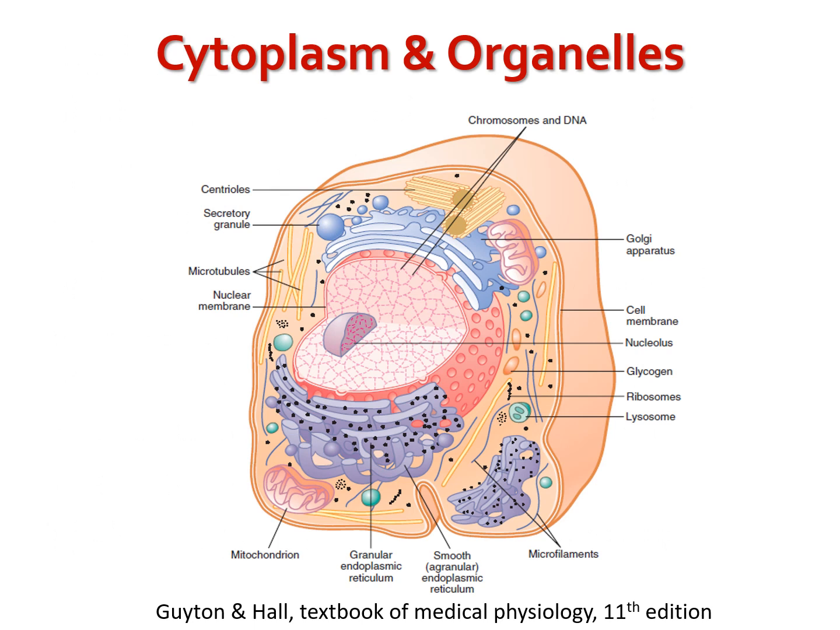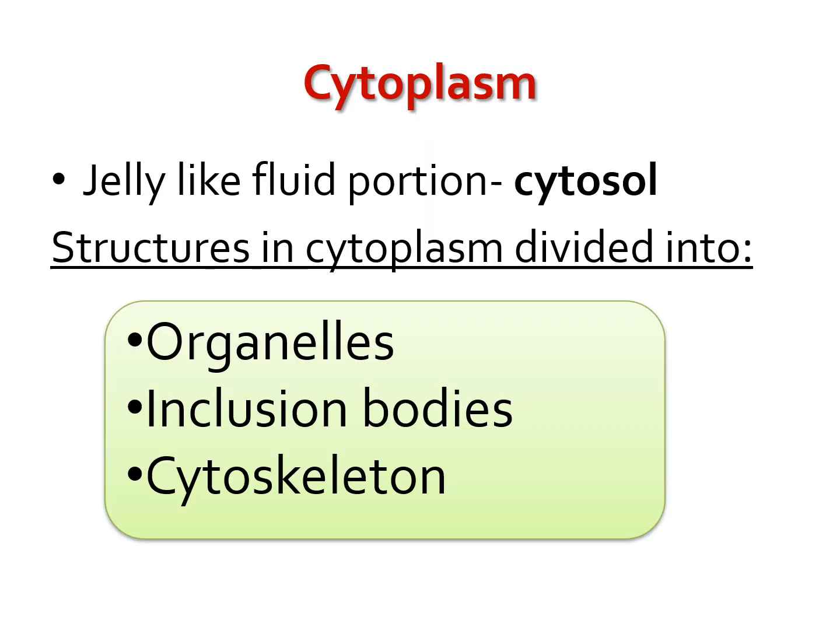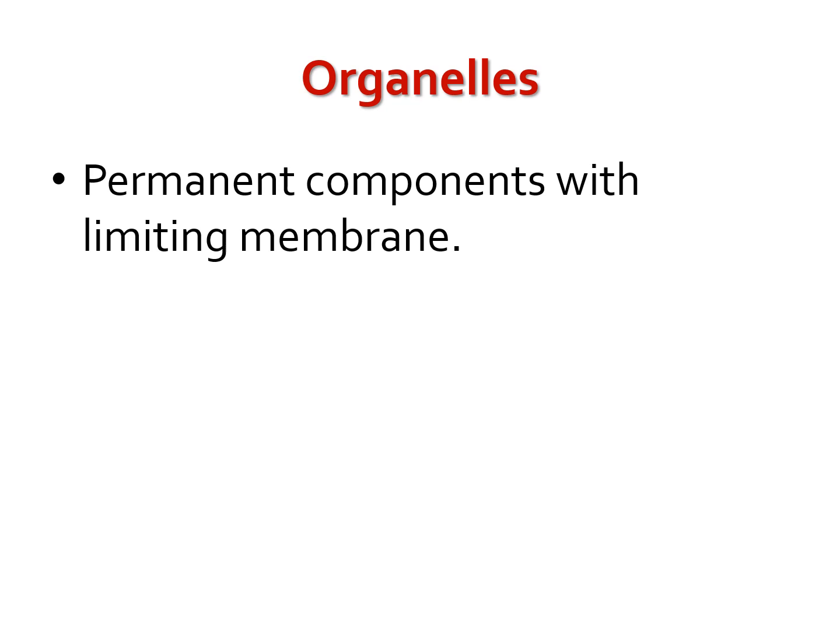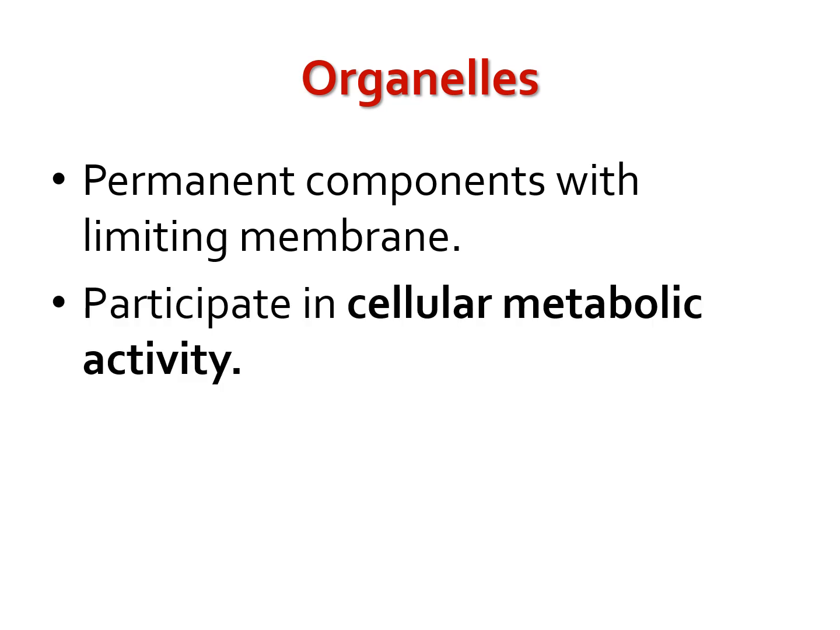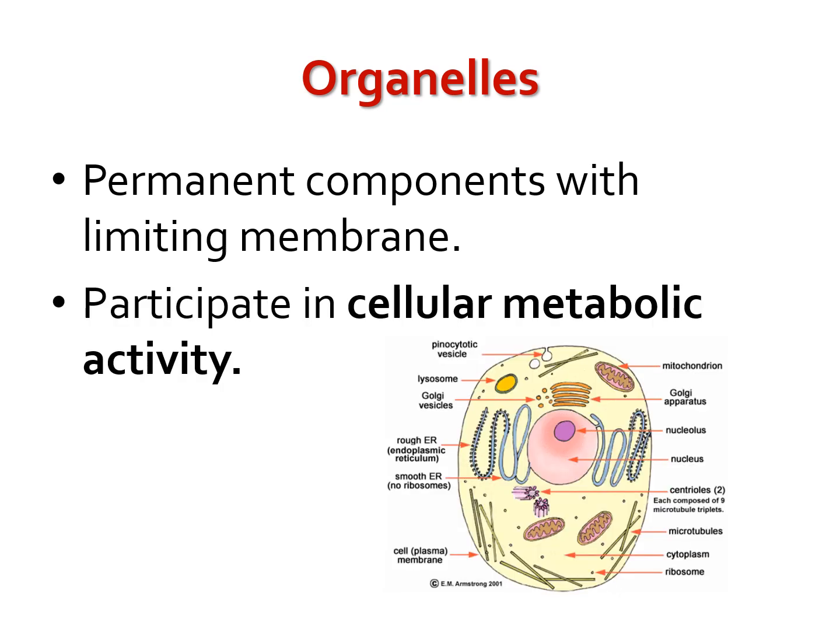So next we will see the cytoplasm and the cell organelles. So what is cytoplasm? It is a jelly-like fluid portion which is also called cytosol. And the cytoplasmic structures are divided into cell organelles, cytoplasmic organelles, inclusion bodies and cytoskeleton. So here we have some of the cell organelles. These cell organelles are permanent components which have a limiting membrane, and they mainly participate in cellular metabolic activity.